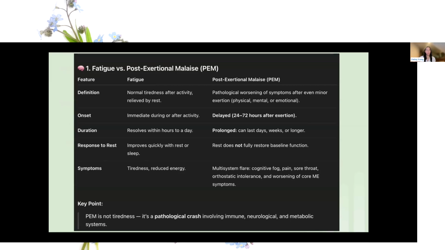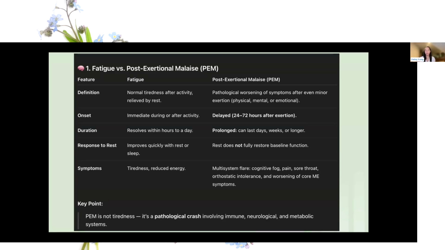And just a few quick slides trying to compare some of the other terminology that I've been told is what I have instead of PEM. So you're just tired, right? You're a mom, you're a physician, you're just tired. But there's a big difference between PEM and tiredness or fatigue, as you can see. And again, it's the onset. Fatigue is right after, during activity even, and it gets better with rest. And it's reduced energy. PEM is pathological.